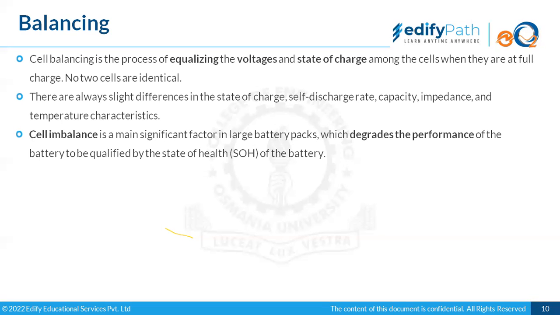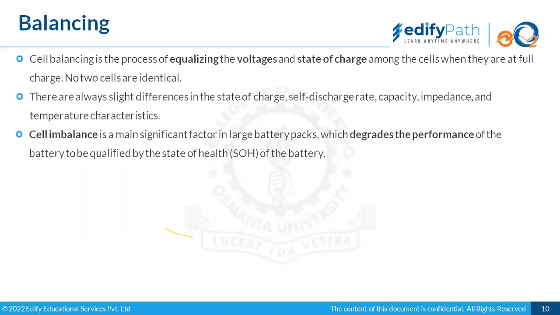So we have to go to the servicing station, and they would be equalizing the voltage. There are always slight differences in the state of charge, cell discharge rate, capacity, impedance, and temperature characteristics. As we have discussed, depending upon the internal conditions, the cells might perform differently at different conditions, which could result in disbalancing of the cells or the batteries. If the error percentage increases beyond a certain level, we will start calling it a disbalanced battery, and then the range will also fall drastically.